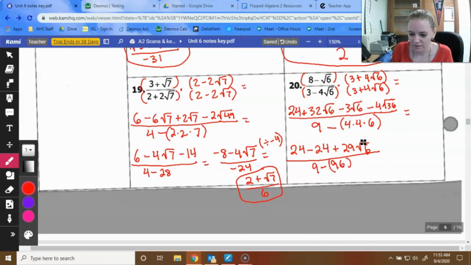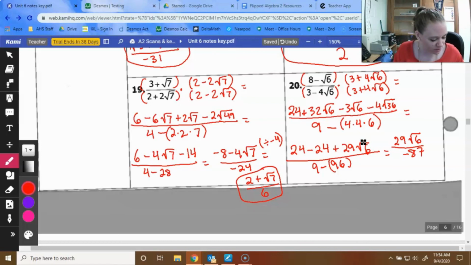Alright, and then from there, I have 24 minus 24 becomes 0. So I just have that, and this has no perfect squares in it. But 9 minus 96 is negative 87. So the only thing I might be able to do is divide 29 and 87.